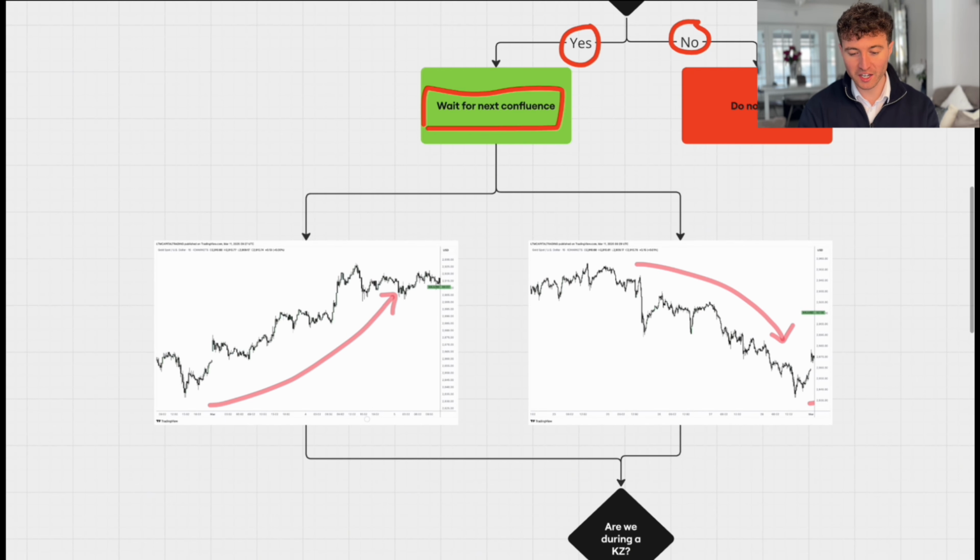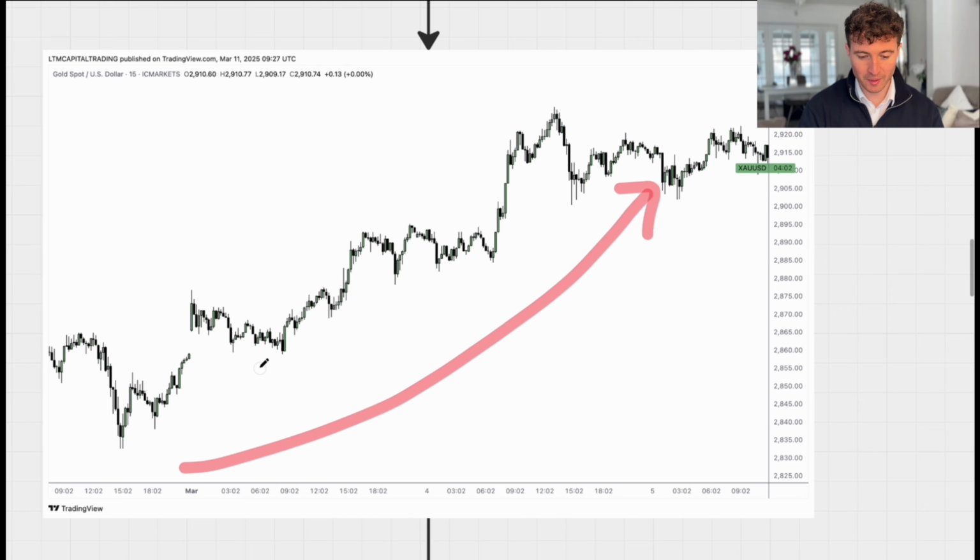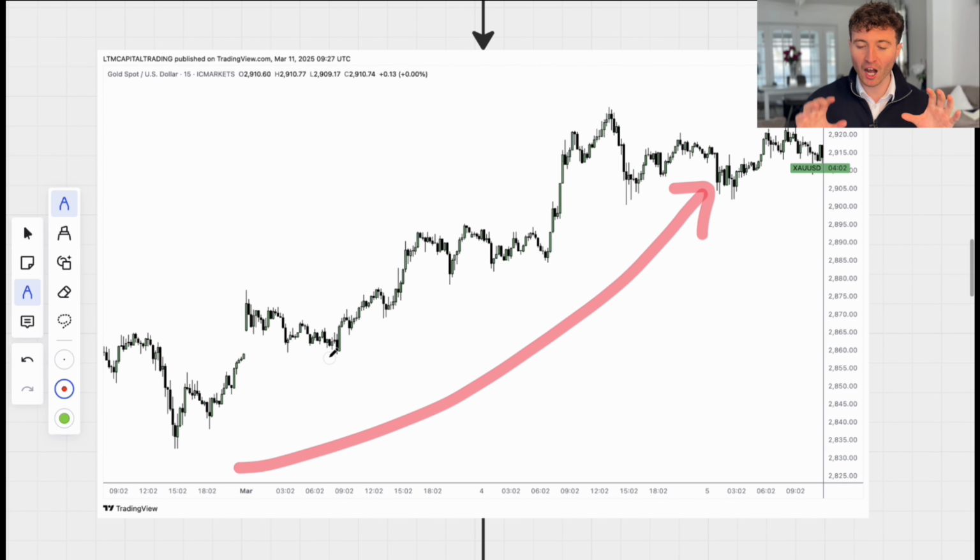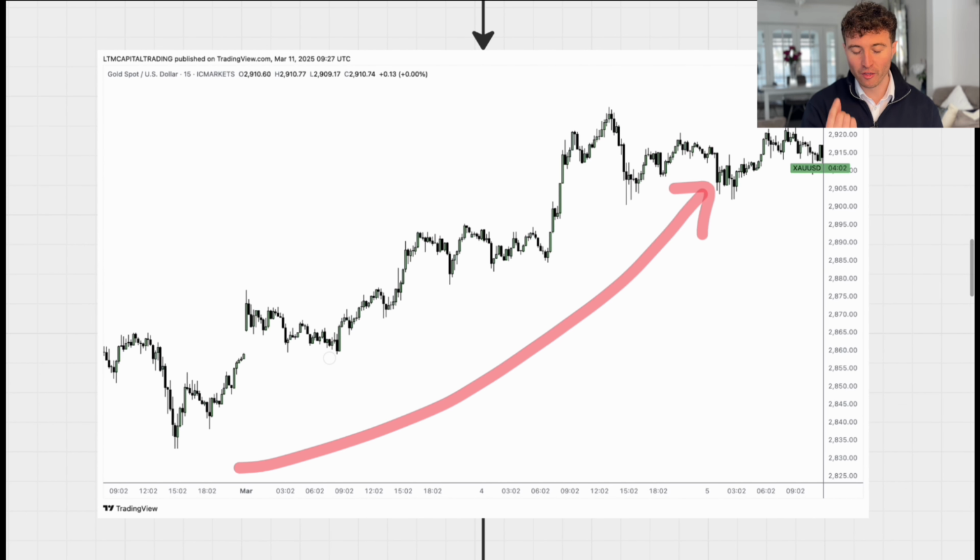These images right here just simply show a clear directional bias. So this image right here shows that we have a clear uptrending market. Therefore, our directional bias is to the upside, and therefore we would be only looking for long trades on this market.